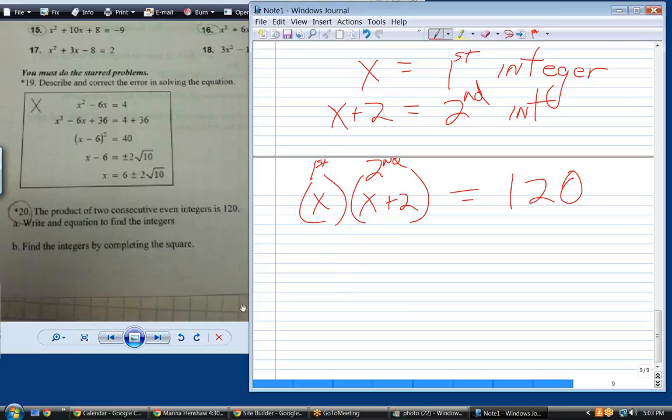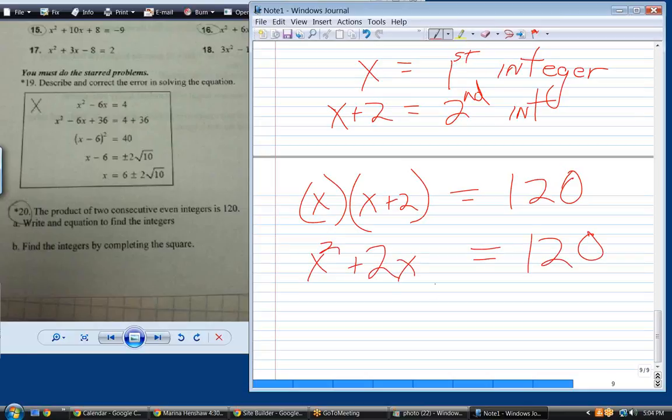I'm going to figure out what x equals by completing the square. But at the moment, I don't know what x is equal to. I just know that it's some even integer. And then if you take that integer and multiply it by the next even integer, which has to be x plus 2, their product is 120. So here's the equation that fits. Now I have to solve this equation. Well, the first thing I'm going to do is distribute. So I'm going to multiply x times this to get x squared plus 2x.